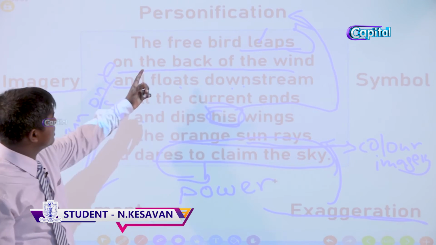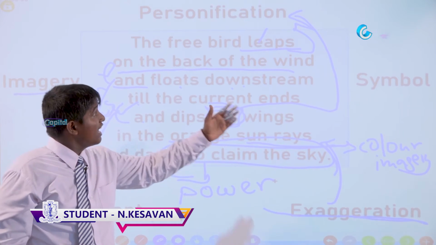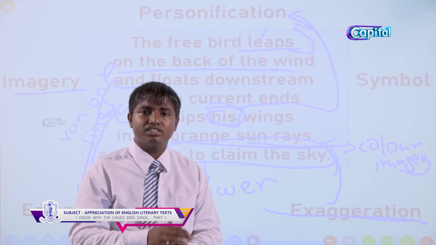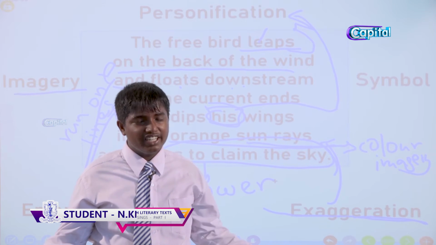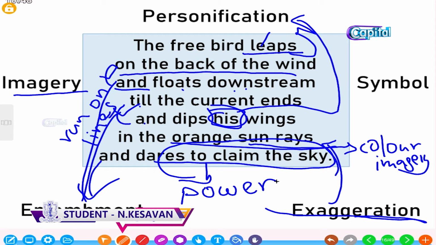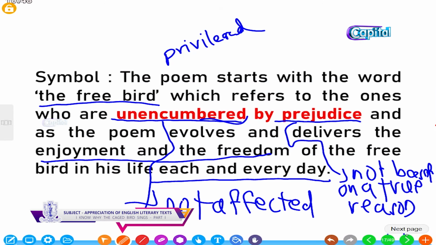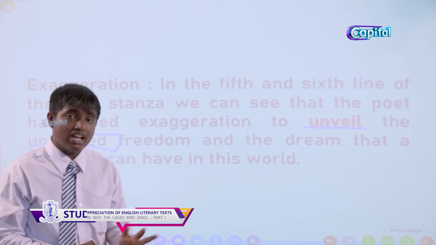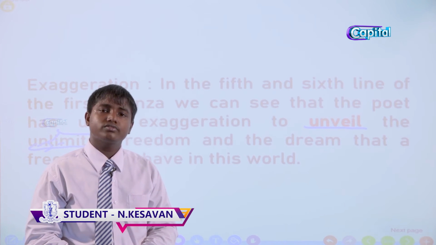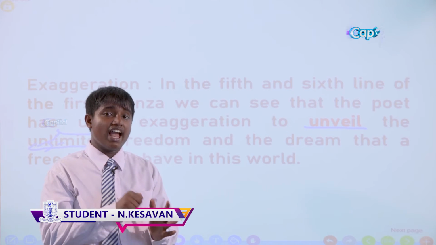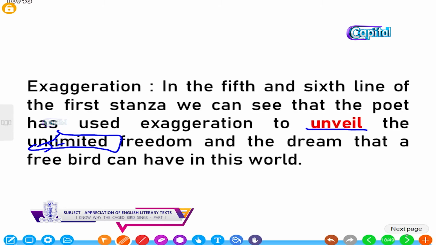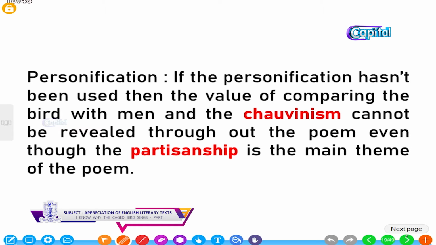He can do anything because the free bird lives on the back of the wind and floats downstream. He doesn't have to do anything at all. He's just going with the stream, which means that he doesn't have to do anything. He lives enjoyably. So the symbol and the exaggeration both have been used to reveal the fact about the white Americans, better to say privileged people, and the freedom that they can have in this world and the enjoyment they have in their everyday life. Finally, personification.